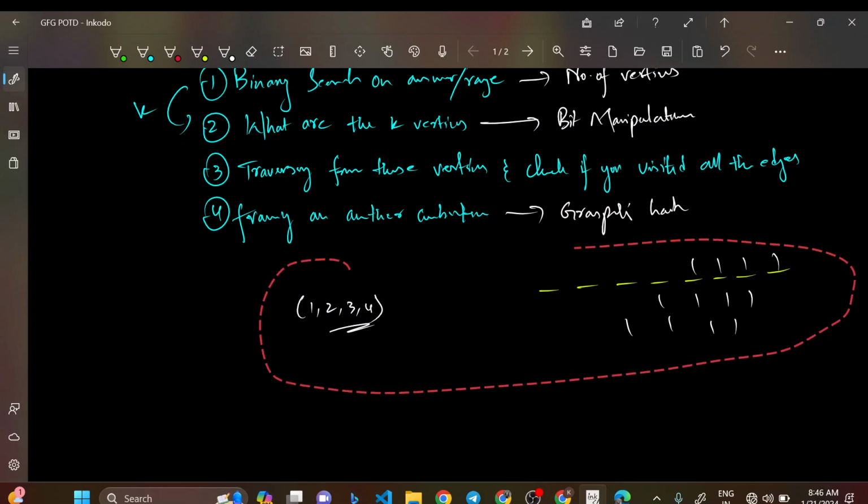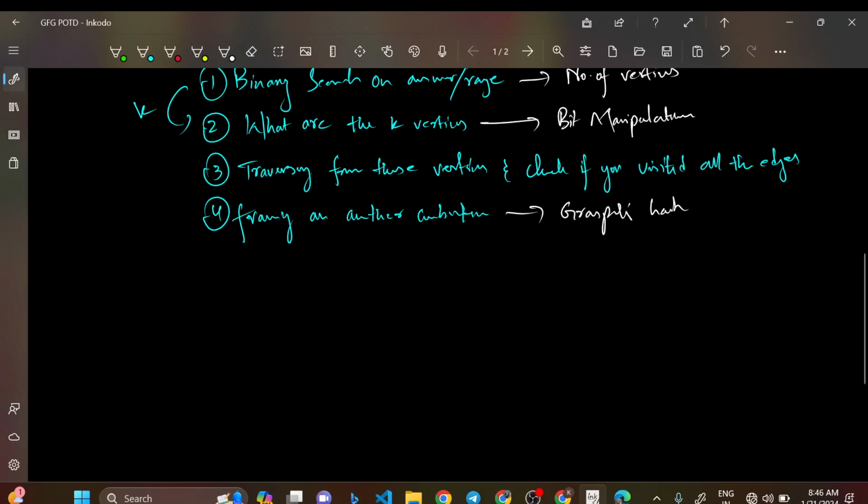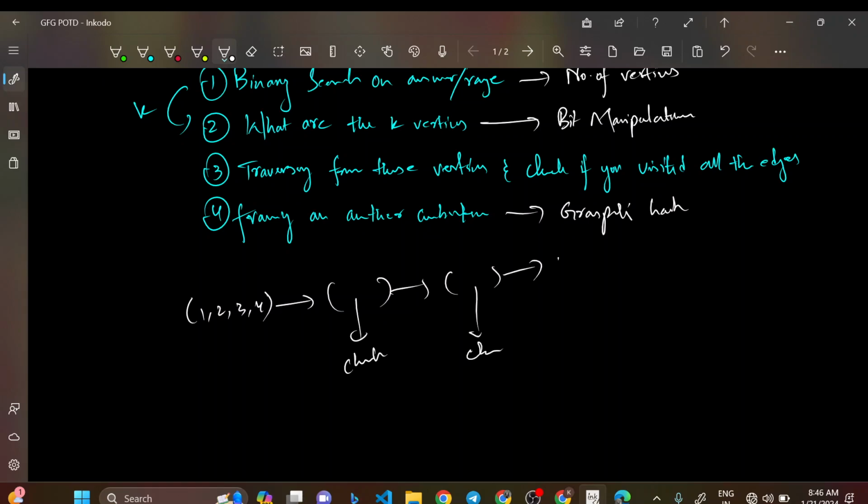So from a given combination like 1 2 3 4, I need to generate another combination and again check on it. Then again I need to generate another combination, and again check. So it's like a train, right? From 1 2 3 4, I generate another combination, check on it, again another combination, check. This process goes on until you find some combination from where you'll be returning true.